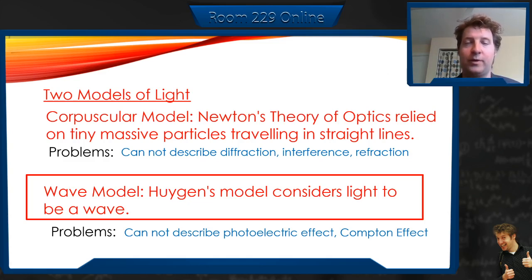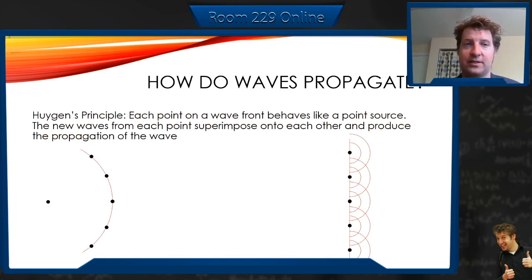Before we move on though, let's think about some of the things that we should have learned last year and maybe forgot. But how does a wave itself propagate? How does a wave travel through space? You drop a rock into a pool and a wave goes outwards in a circle. Why does that happen?